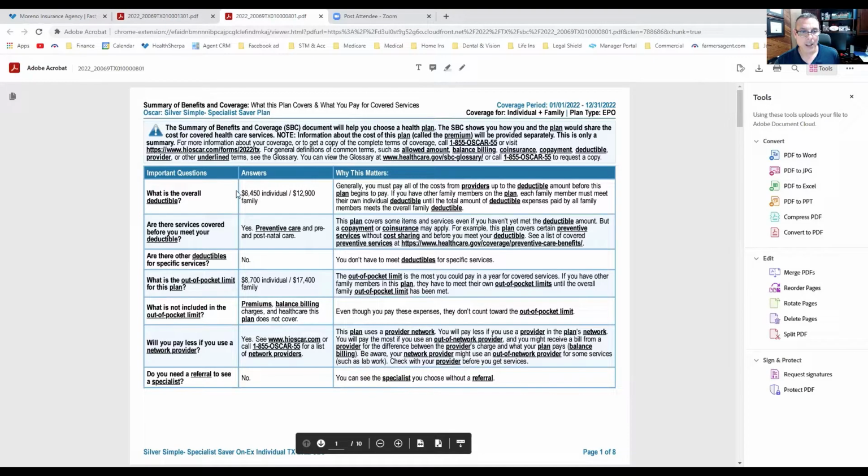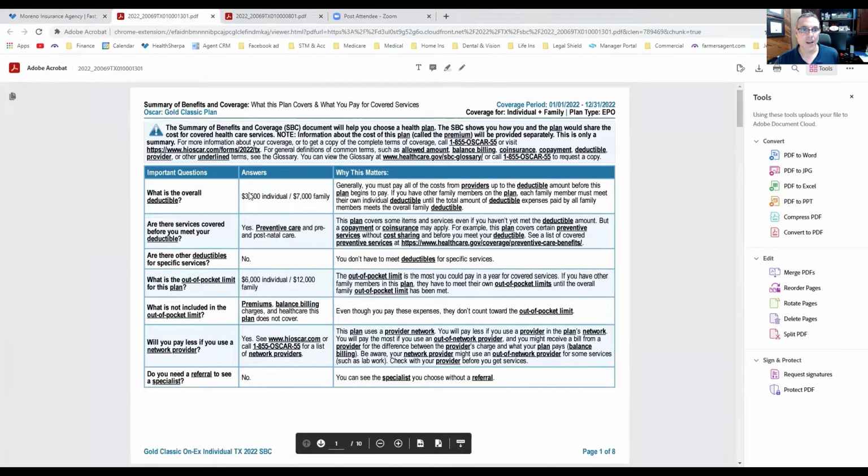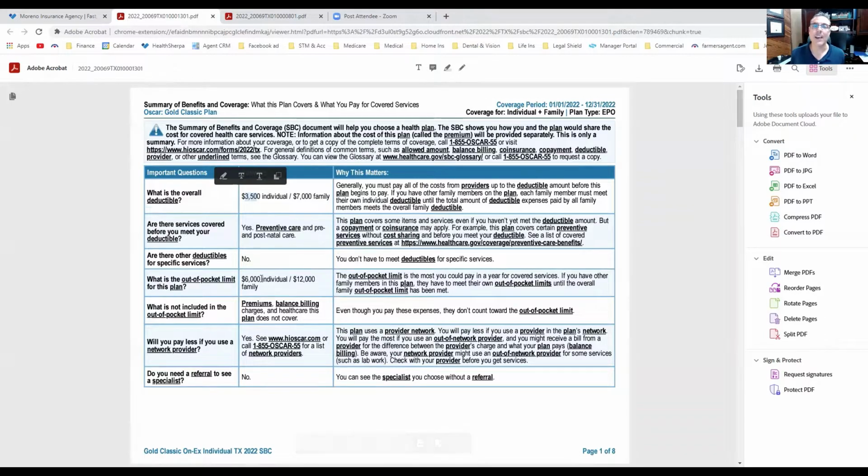But comparing these now side to side, this is a number that I'm really comparing with my insured. A $6,400 deductible with a total of $8,700. On the gold plan, I'm at $3,500 with a $6,000 out of pocket. Well, guys, for $7 more, I just saved them $2,700, which is something with cancer treatments they're going to hit. Okay, it's just going to happen.